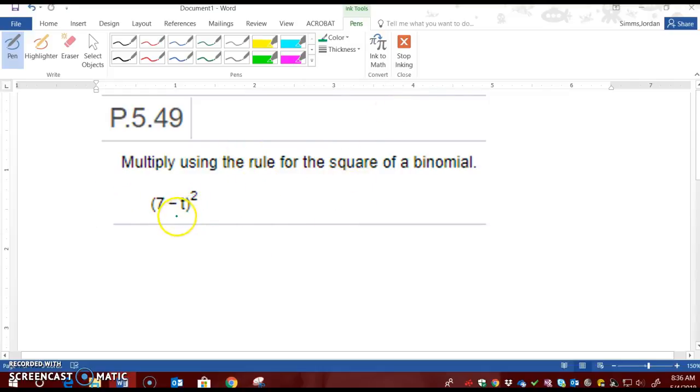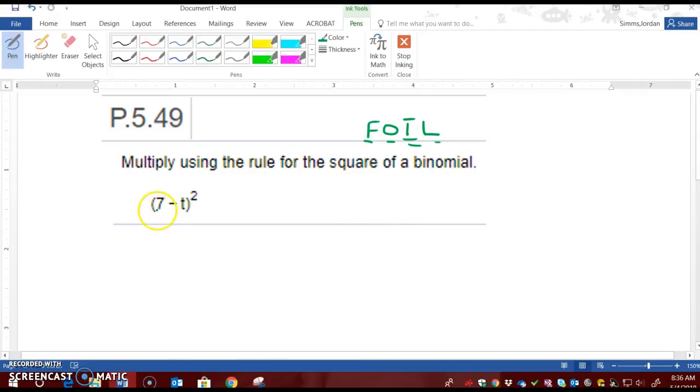We're going to multiply this mess using the rule for the square of a binomial. Now what that is, FOIL. Okay, and hopefully you came across this by now in the videos, but FOIL stands for the first, the outside, the inside, and the last. So that's how we're going to multiply this out.